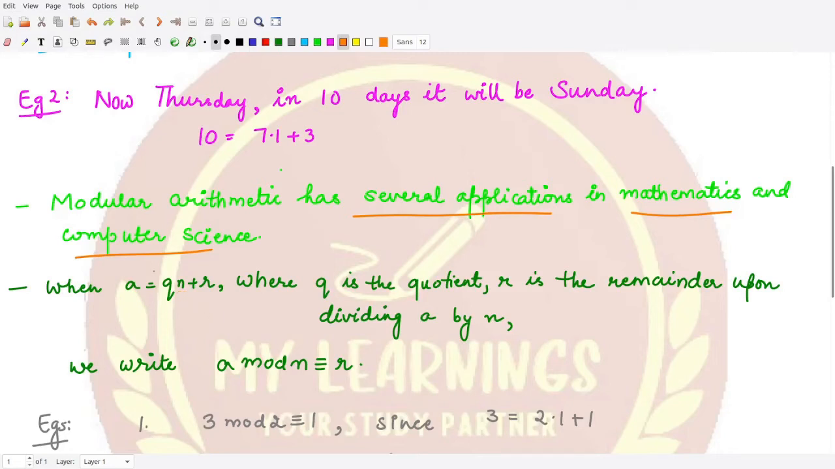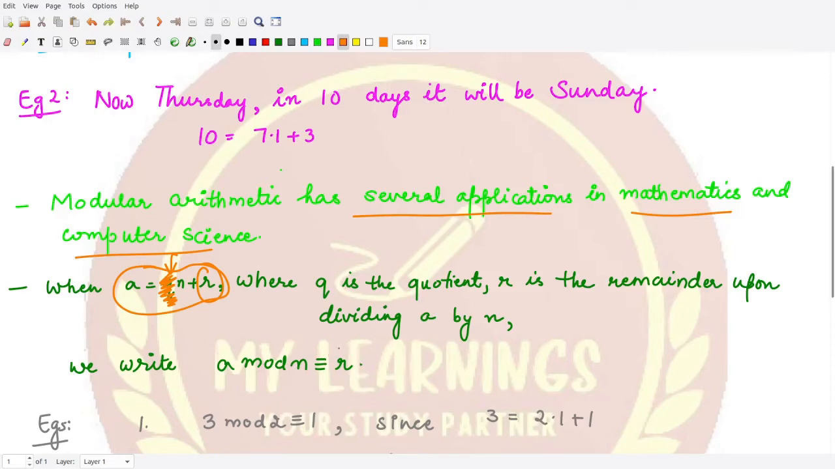In that case, we skip this quotient and we are interested in the remainder, because it does not matter how many complete cycles you make, you are just interested in knowing how many are left behind so that you can count, right? So in this manner we skip this q, so that when you divide a by n, you write a mod n, which is equivalent to, here we write 3 lines, that means equivalent to r. So we are interested in the remainder. It gives you the answer as the remainder and not the quotient, right?